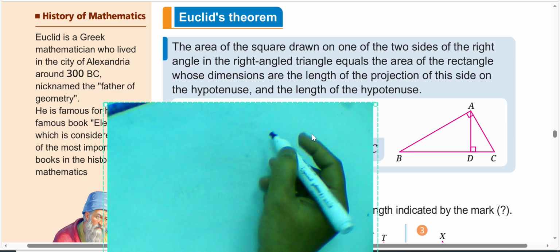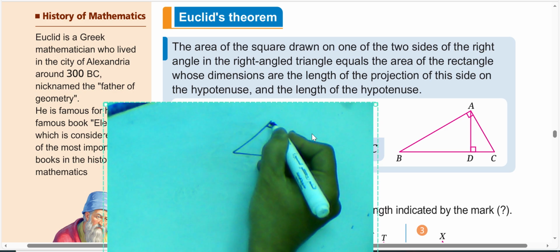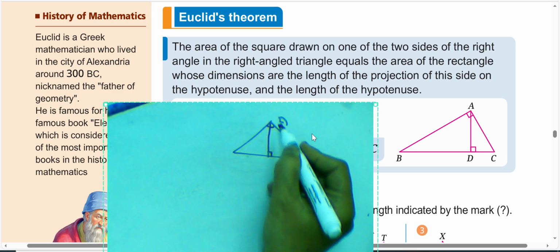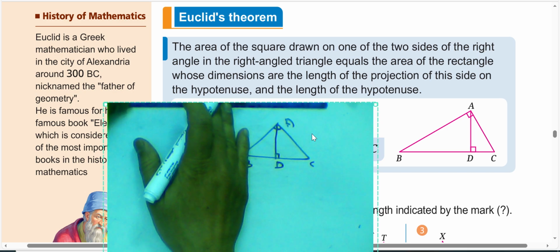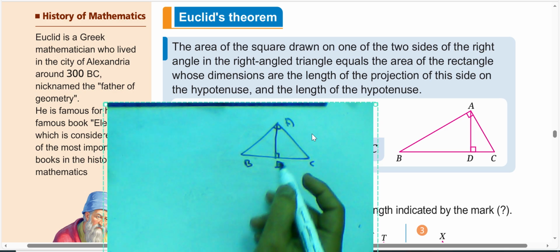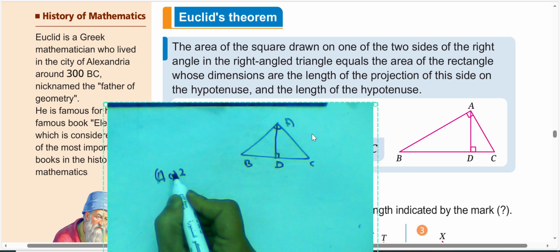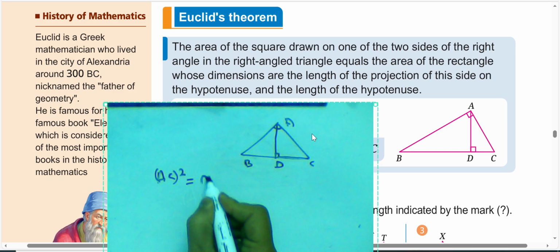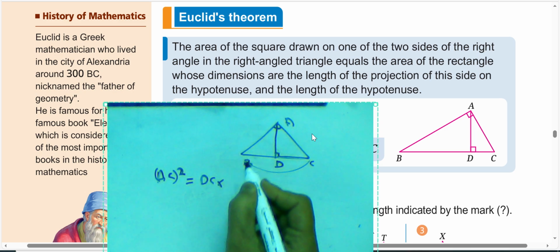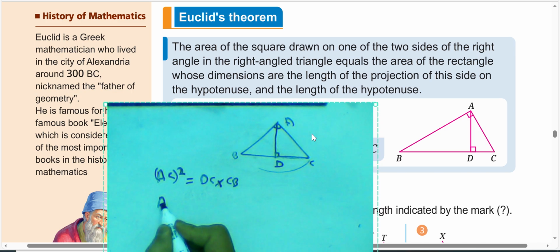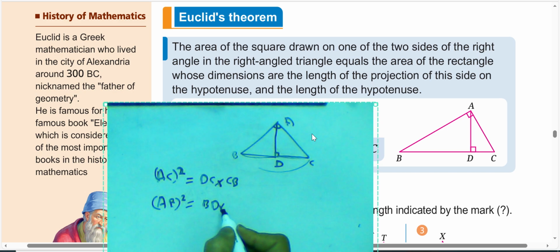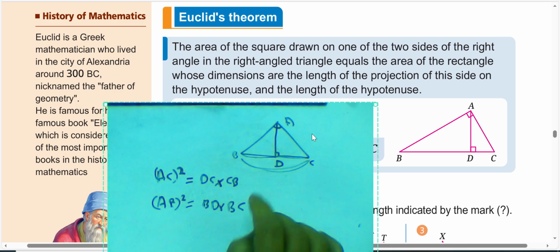Now I will put the rule here. If we have a right angle triangle and this perpendicular, we have A, B, C, and here D. Then we can write AC power 2 equals DC multiplied by CB, and then write AB power 2 equals BD multiplied by BC, the projection multiplied by BC. Okay.